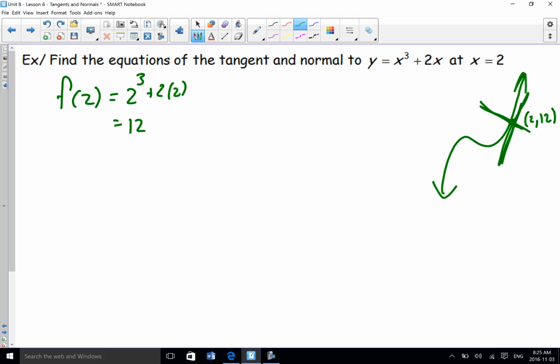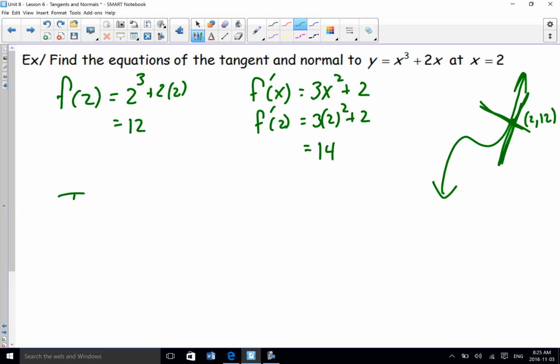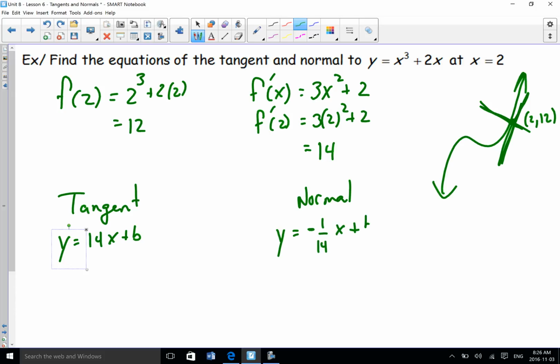And for both those, I'm going to need my slope. My slope comes from my derivative. So I end up with 3x squared plus 2. I specifically want to know the derivative at 2, the slope at 2. So 3 times 2 squared plus 2 gives us 14. So if I'm doing my tangent, my tangent will be y equals 14x plus b. If I'm doing my normal, I use the opposite slope, right? The perpendicular slope. So negative 1/14 x plus b.